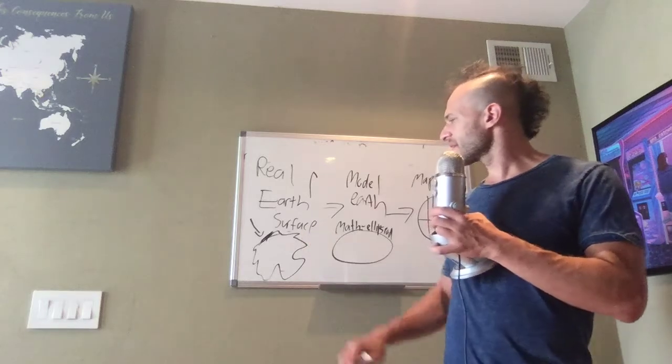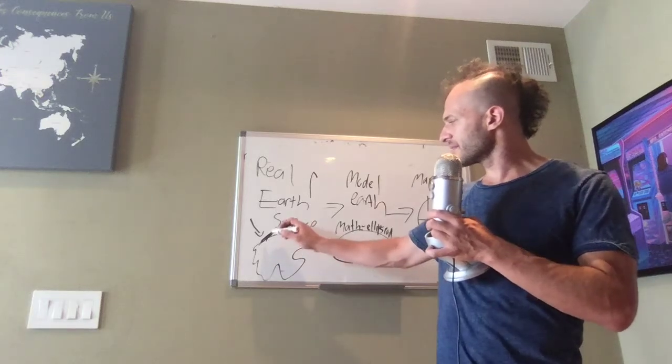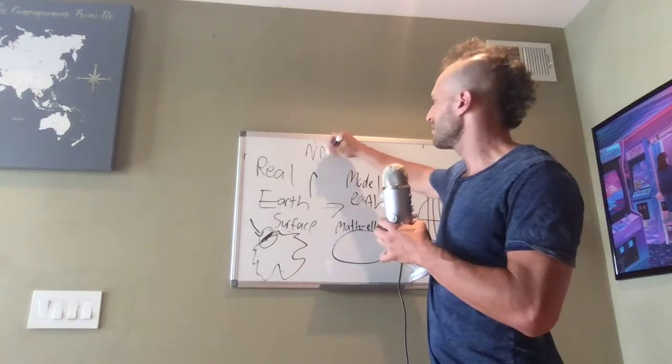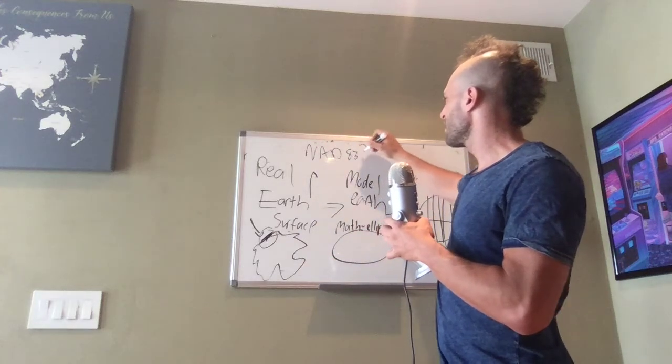So this is the real Earth surface. Let's say this is North America. And so we end up using what's called NAD 83.